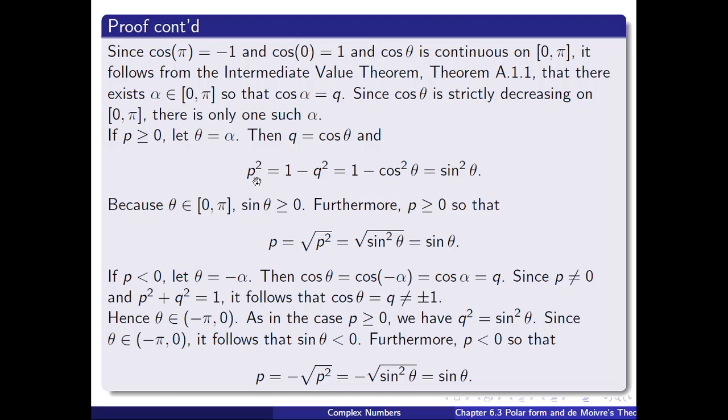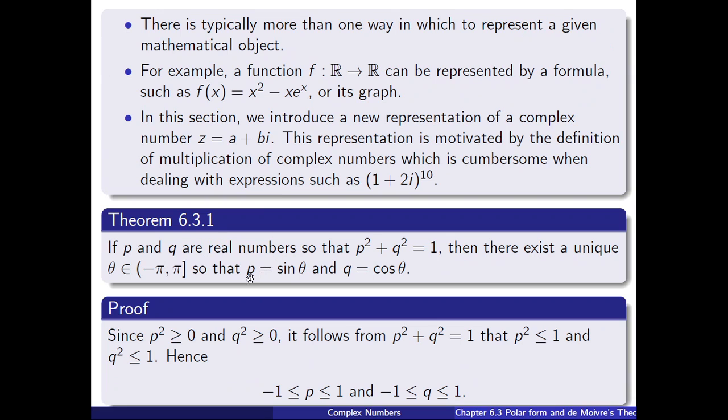So because p squared is equal to sine squared theta, and we see that sine theta is greater than or equal to 0, it means that p is also greater than or equal to 0, and so therefore p is equal to the square root of p squared, which is equal to the square root of sine squared theta, which is sine theta, right? So we have managed to show that p is equal to sine theta.